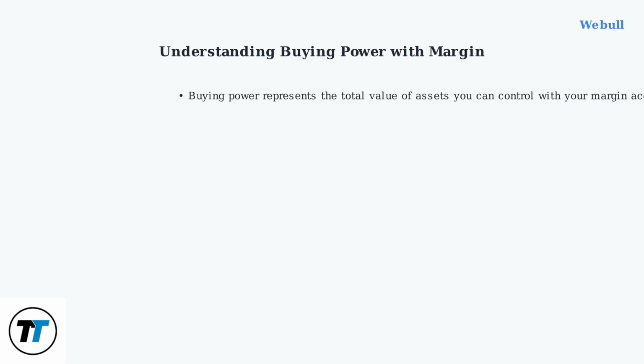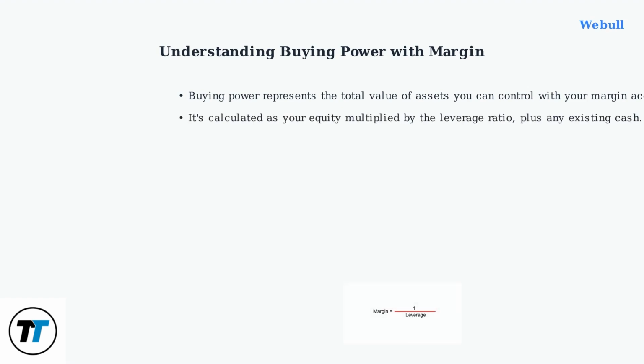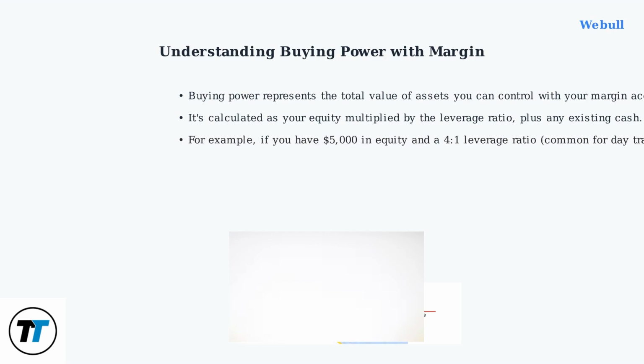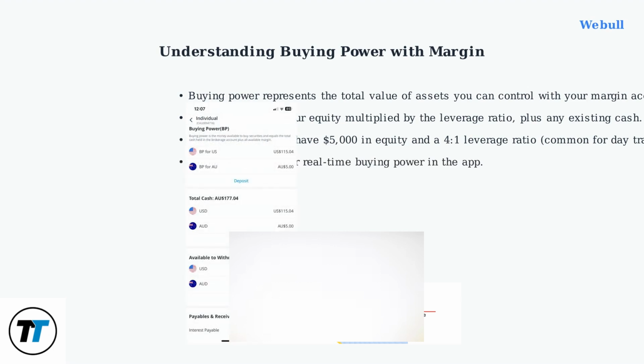new accounts. Buying power represents the total value of assets you can control with your margin account. It's calculated as your equity multiplied by the leverage ratio plus any existing cash. For example, if you have $5,000 in equity and a 4:1 leverage ratio, common for day traders, your buying power would be $20,000. Webull displays your real-time buying power in the app. Note that overnight positions usually reduce leverage, e.g. to 2:1, and buying power resets daily for pattern day trading, PDT accounts.